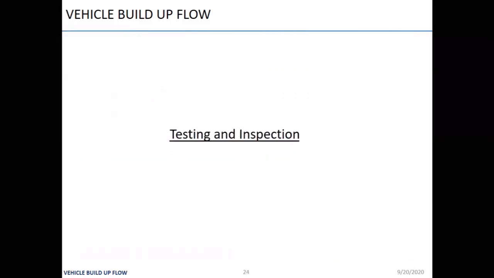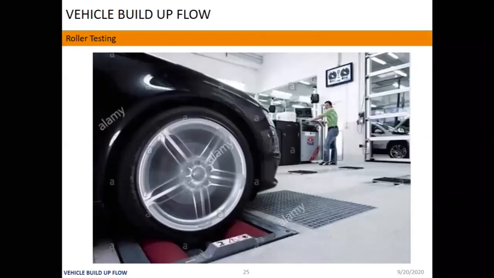What next? Once my vehicle is ready with assembly and everything checked, the last step is testing and inspection. Here they want to check, my vehicle is ready, but at high speed is it stable or fluctuating? At high speed the vehicle runs on the rollers, and they check the wheel alignment, whether it is going straight or a little bit here and there. Steering performance, wheel performance, and complete vehicle stability are checked in the roller testing.